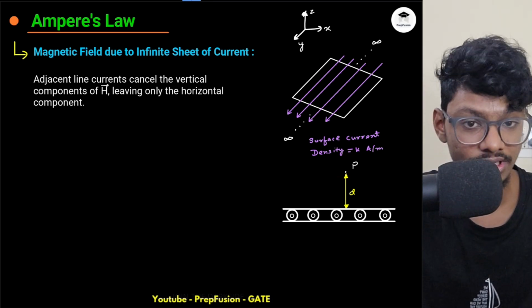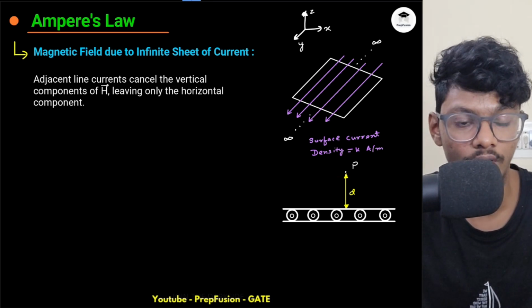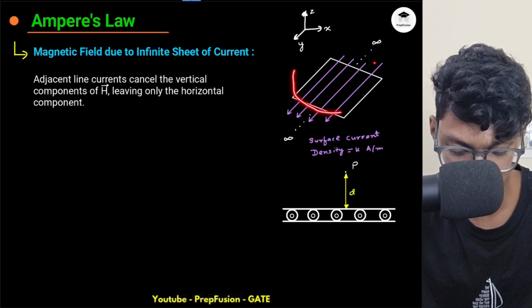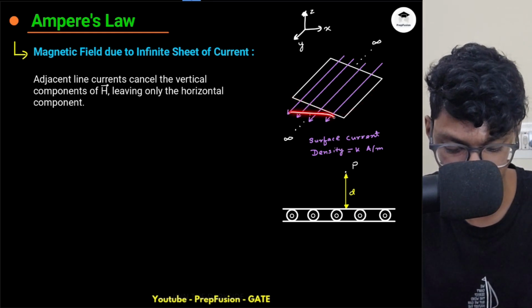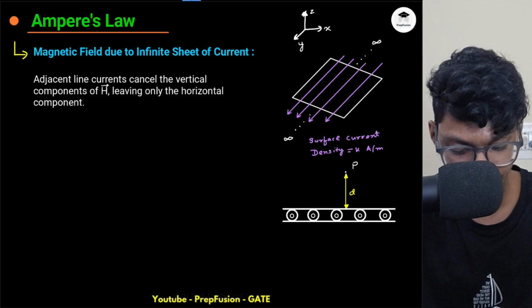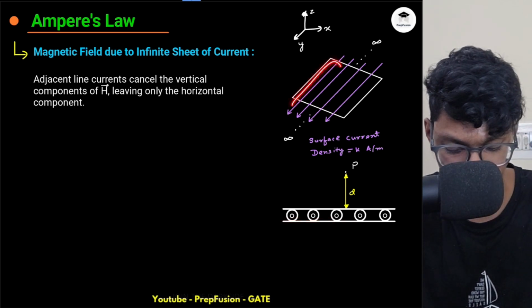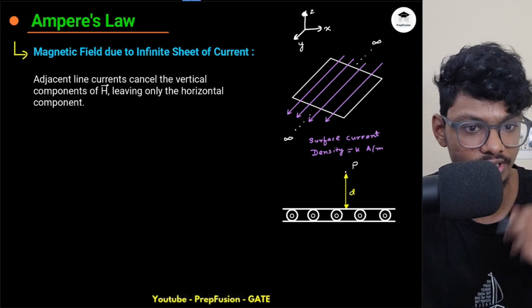So again, what thing comes to your mind? What kind of Amperian loop comes to your mind? This is the top view of this particular thing, and this is the front view, right? If I see the front view, all the current is coming towards me. All the current is coming towards me. That's why it is like a dot. Okay, all the current is coming towards me.